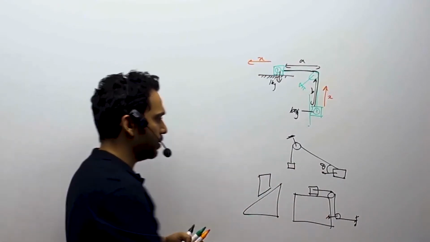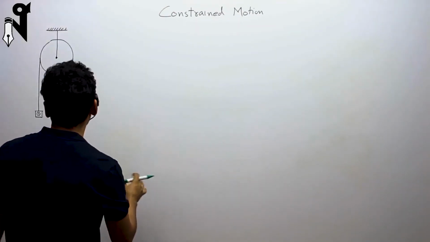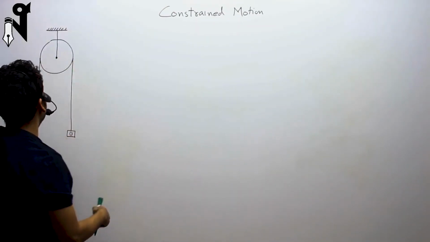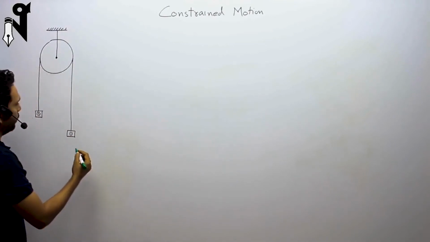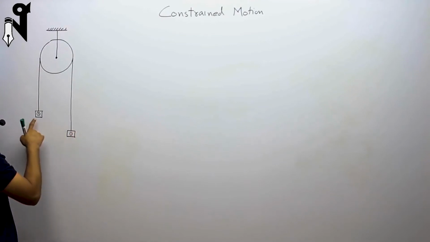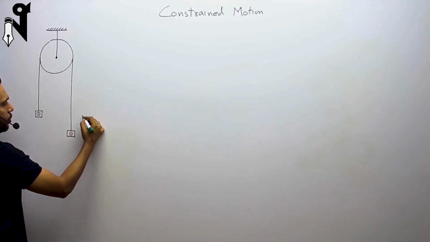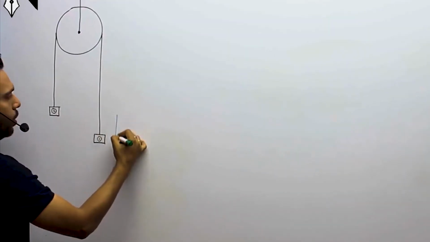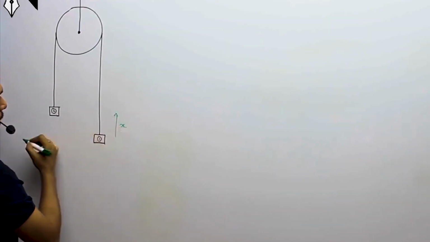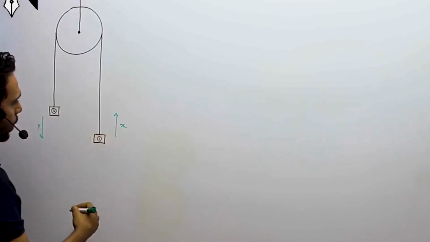So let's start with a very simple example first. Let's take two masses overhanging from two sides of a pulley, and we have to find out the ratio of the movement of this to this. That means what is the ratio of the displacement of body 1, say it moves by x, and this goes down by y. So what's the ratio of x to y?